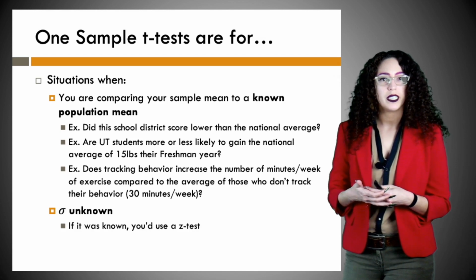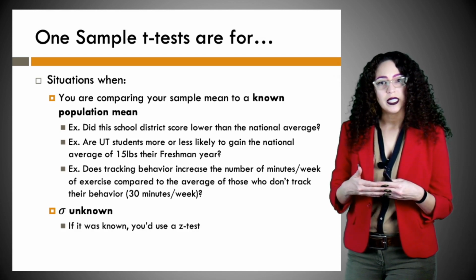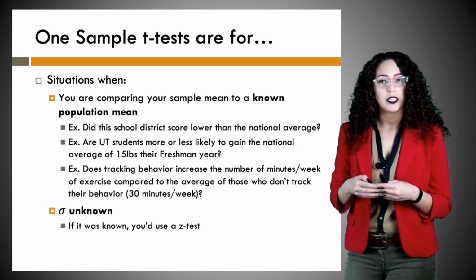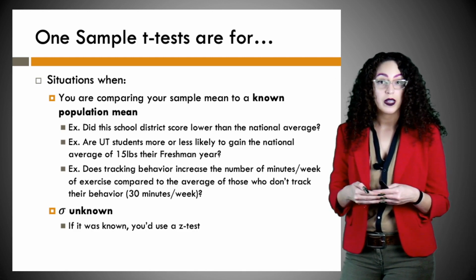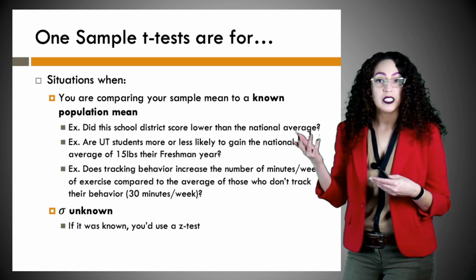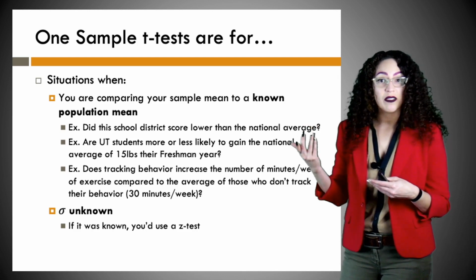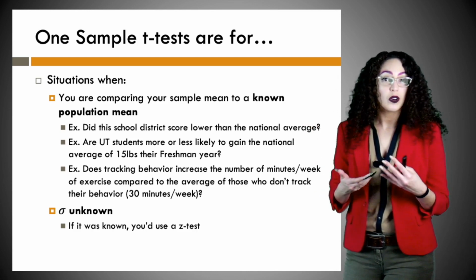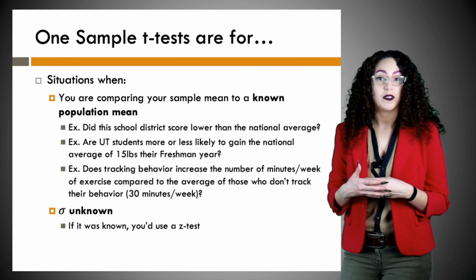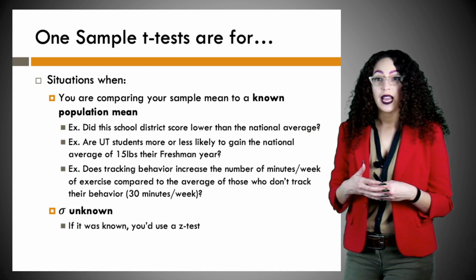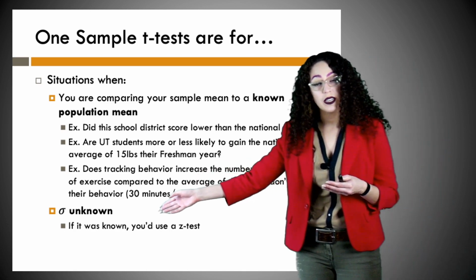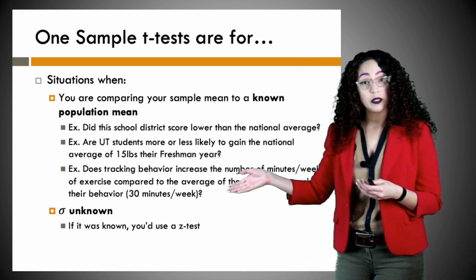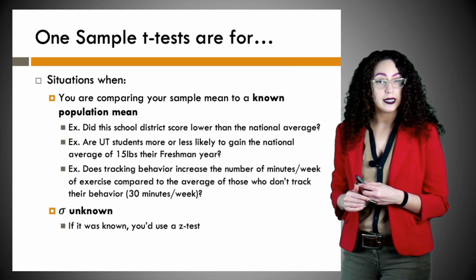So what are one-sample t-tests for? One-sample t-tests are for situations when you are comparing your sample mean to a known population mean, so a mu. Some examples of this might be, did this school district score lower than the national average? Or are UT students more or less likely to gain the national average of 15 pounds their freshman year? And also, t-tests are always for situations when sigma is unknown. If sigma was known, we would do a z-test instead.